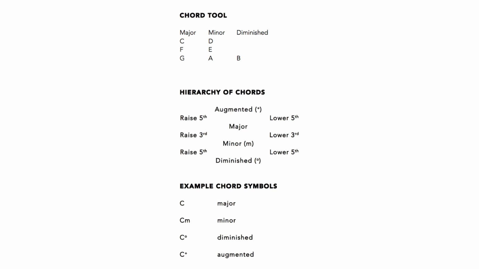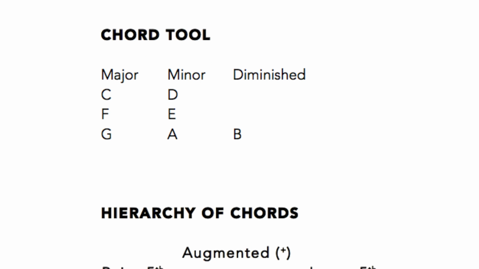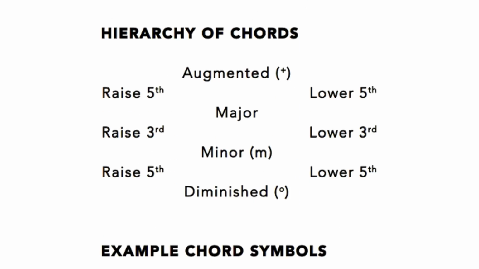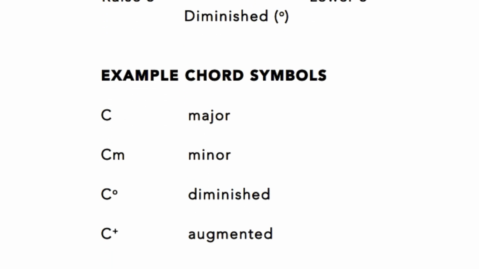So I have this chart here. I'm just going to call it the chord chart. It has this chord tool at the top that we'll talk about in just a moment. It also has a hierarchy of chords, which we've already talked about before, but now it's arranged vertically, and example chord symbols at the bottom, which we've already talked about as well.